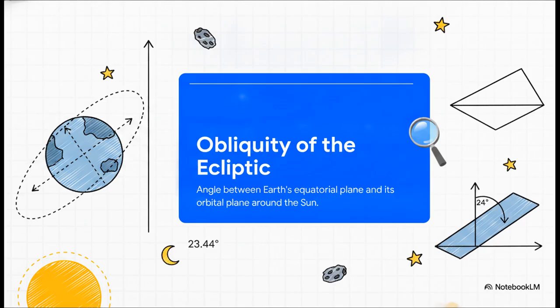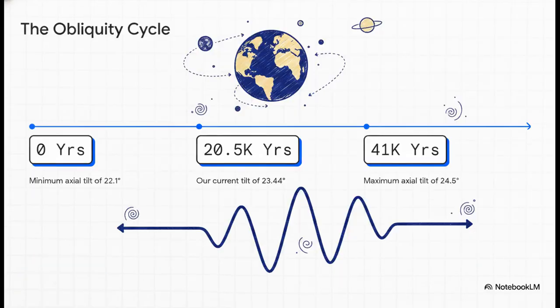But hey, don't let the technical definitions intimidate you. At its core, it's just the simple reality of that 23.44-degree tilt we just talked about. Earth doesn't spin perfectly straight up and down. It leans. Now, what's really interesting here is that this 23.44-degree tilt isn't permanent.